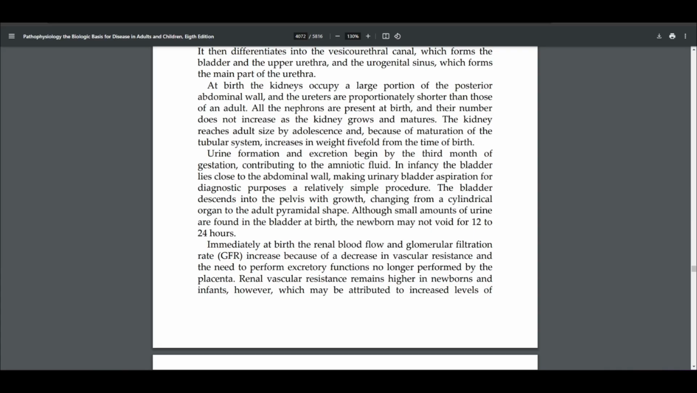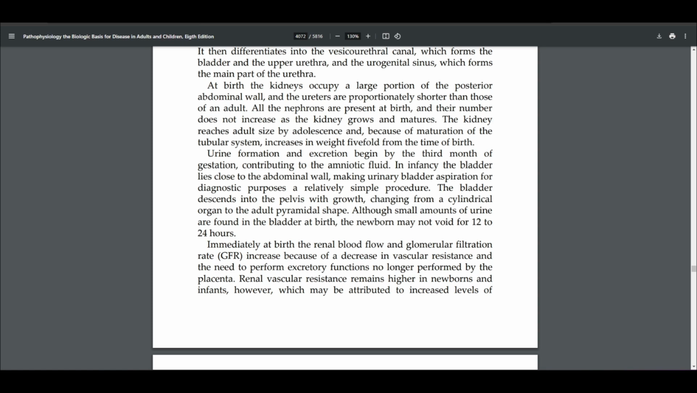At birth, the kidneys occupy a large portion of the posterior abdominal wall, and the ureters are proportionately shorter than those of an adult. All the nephrons are present at birth, and their number does not increase as the kidney grows and matures. The kidney reaches adult size by adolescence and, because of maturation of the tubular systems, increases in weight fivefold from the time of birth.